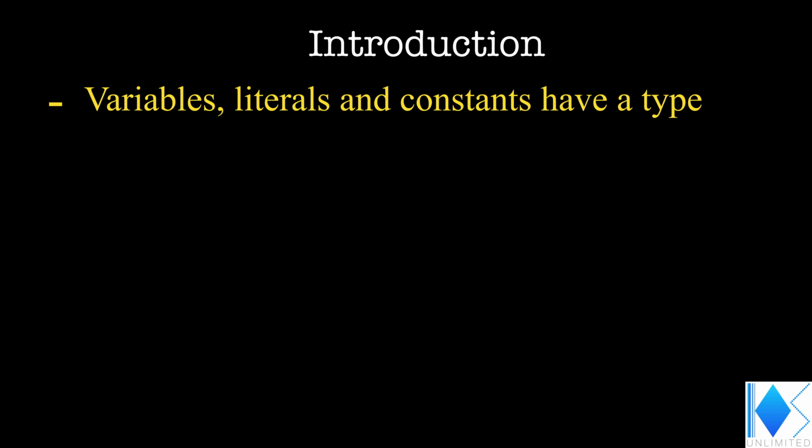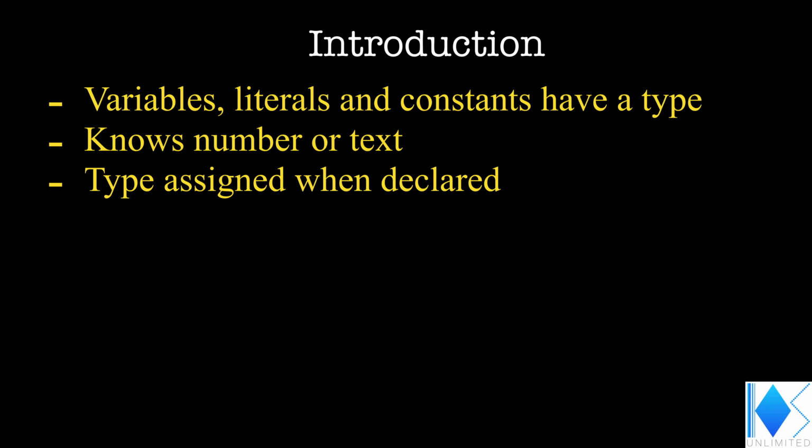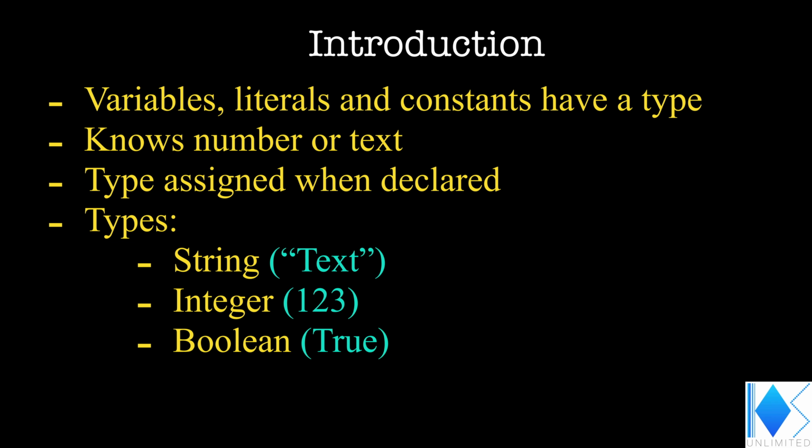In Python, variables, literals, and constants have a type. Python knows the difference between an integer number and a string of text. Once a variable is declared and a value is assigned to it, the variable has a type. The most basic types are a string, an integer, a boolean, and a float.